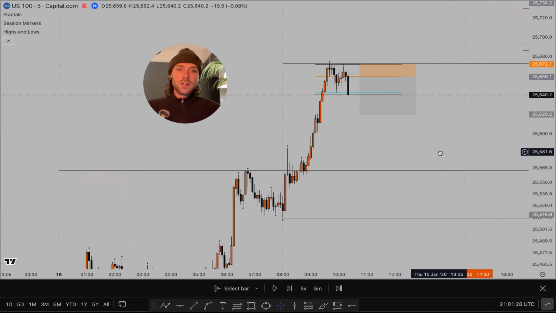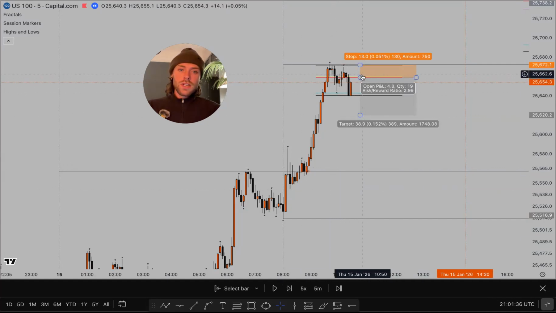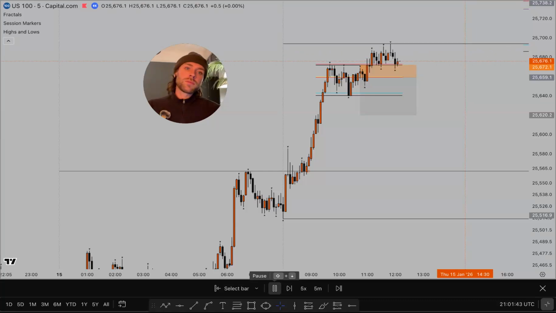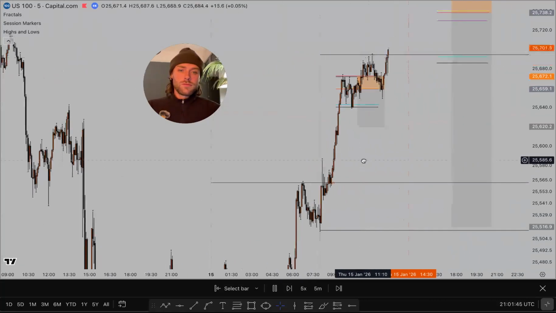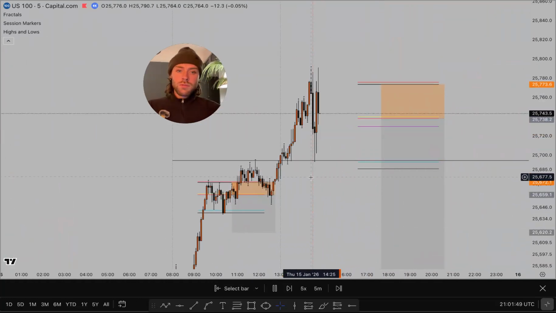We look here, we have a fractal here. Do we break now? Yes, we do. Now we've broken structure, so we measure from the high to the low, set our entry here, and we got taken out, stop loss. Price then comes up.